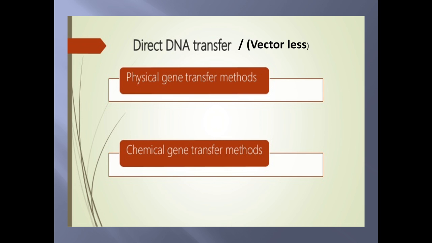Whereas in the second method, that is chemical gene transfer methods, in order to aid or accelerate the entry of the desired DNA or desired gene into the host or the recipient cell, we use some chemicals for the transformation purpose. Those we will be discussing in chemical gene transfer methods.